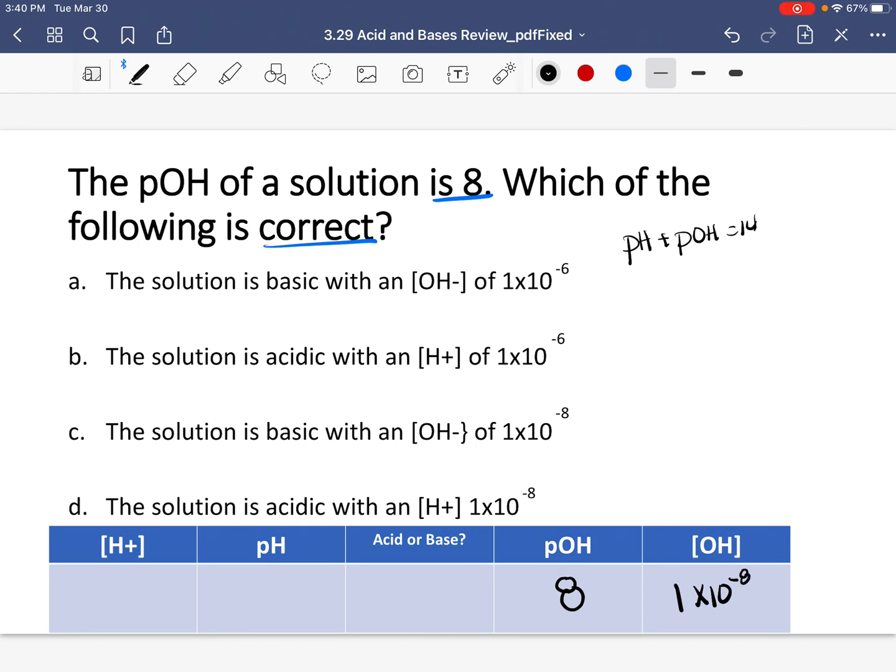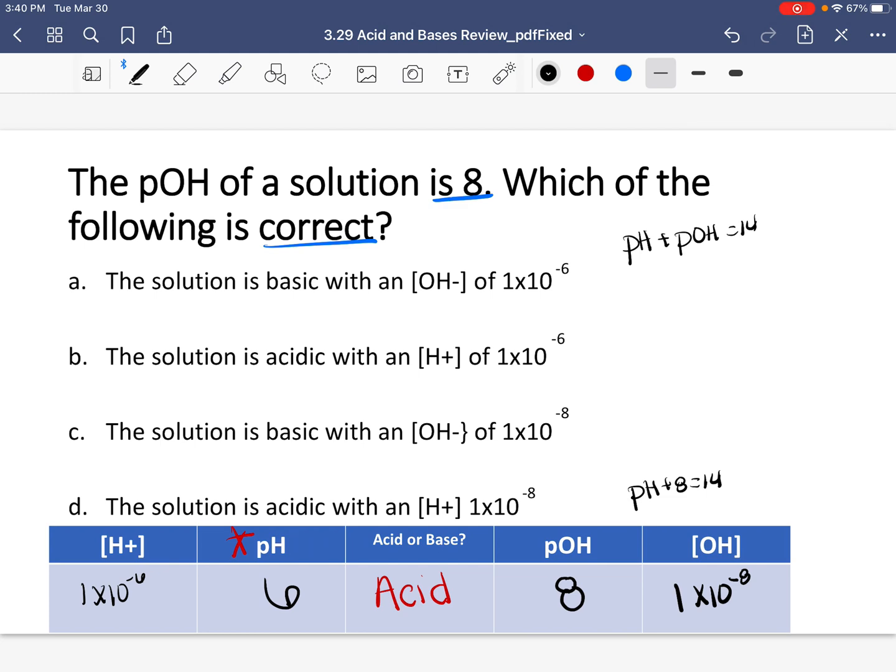And from here, pH plus 8 equals 14. So what number plus 8 equals 14? That is 6. Only the pH can tell you if you have an acid or a base. The pH is less than 7, so I'm dealing with an acid. And the concentration of hydrogen ions is just using that pH as an exponent, so 1 times 10 to the negative 6. If you add your exponents, you'll also get 14, negative 14 to the power, right?